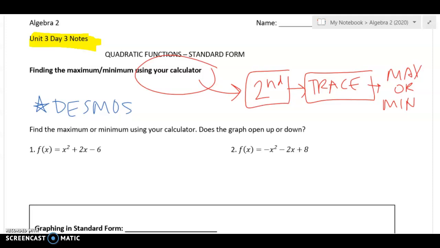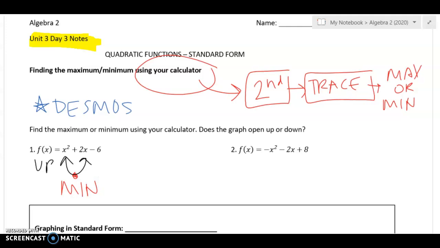So this next problem, this is where I'll show you. It says find the maximum or minimum using the calculator or using Desmos. Does the graph open up or down? So problem 1: f of x equals x squared plus 2x minus 6. It is a positive x squared in the very beginning, so that means it opens up. So my graph looks something like this little graph, which means that down here at the bottom, somewhere I have a minimum.